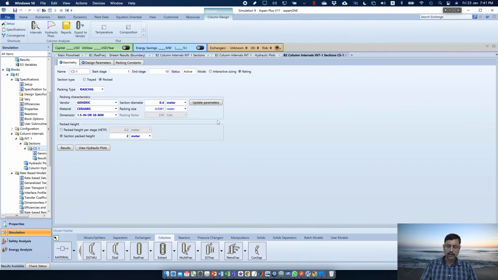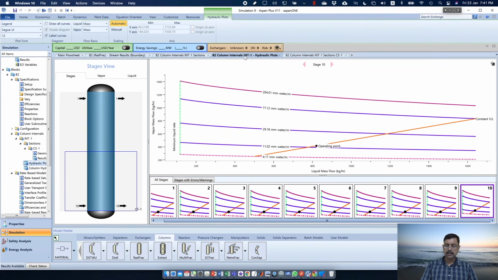You can use 0.35 and let us see where it goes. Perhaps it will go in the middle. Yeah, it's much better for the entire column. So that is how you can play around with the column internals to see how far we can avoid flooding, and all those mechanical problems can be solved.